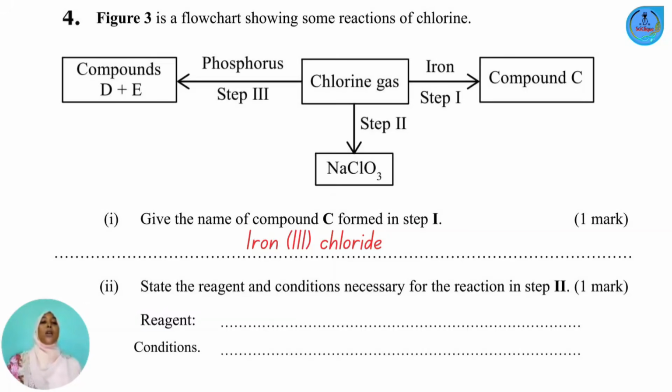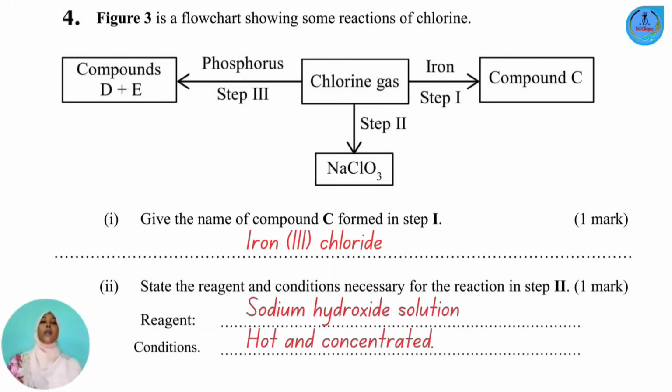Roman 2, state the reagent and the conditions necessary for the reaction in step 2. So the reagent in step 2 is sodium hydroxide solution. So if we react chlorine gas with sodium hydroxide solution, we end up having the following compound. Now, what are the conditions? The conditions are the sodium hydroxide solution needs to be, number 1, hot, okay? And number 2, it needs to be concentrated.